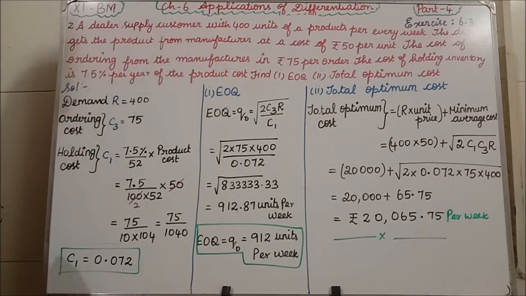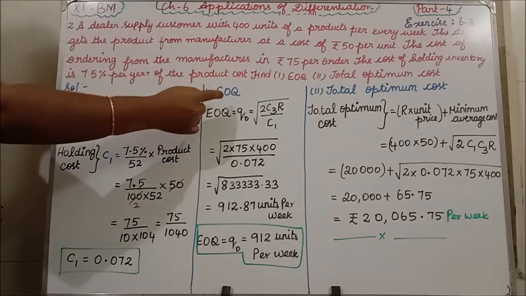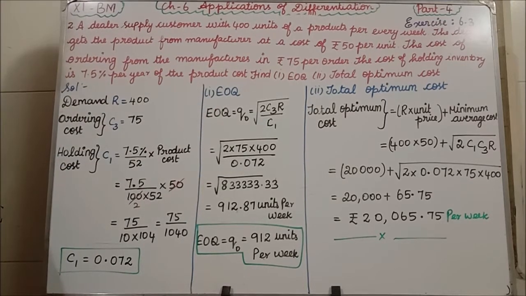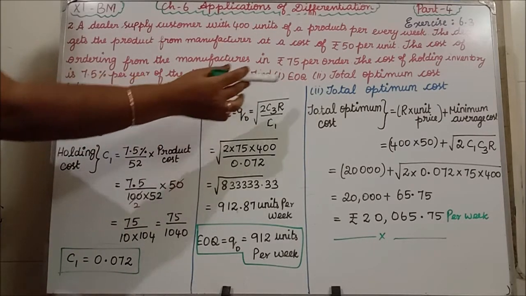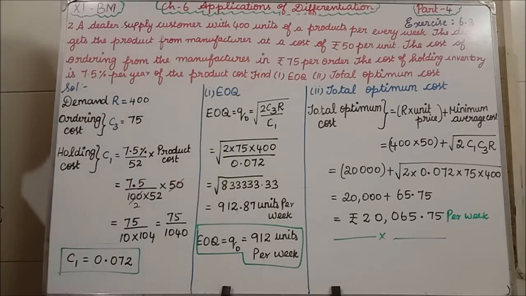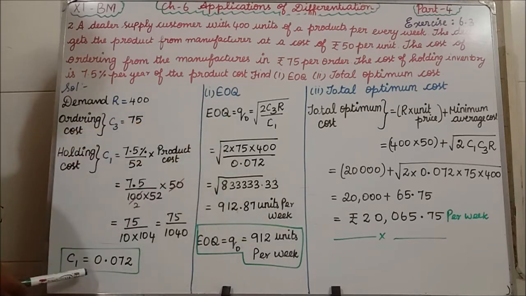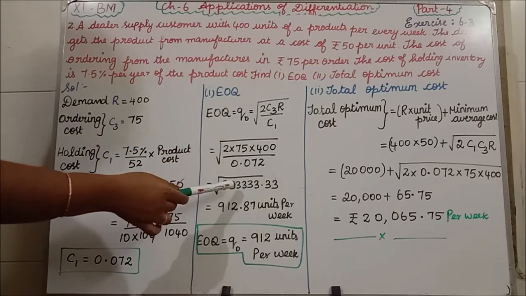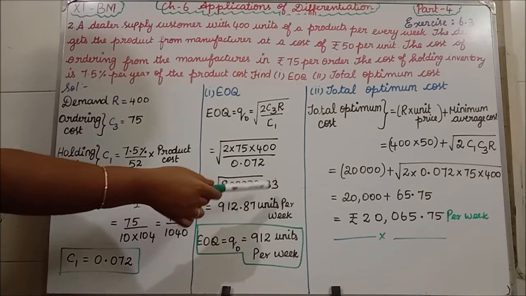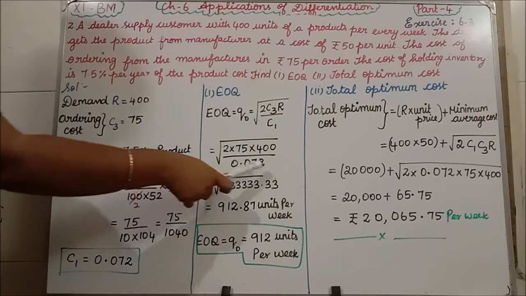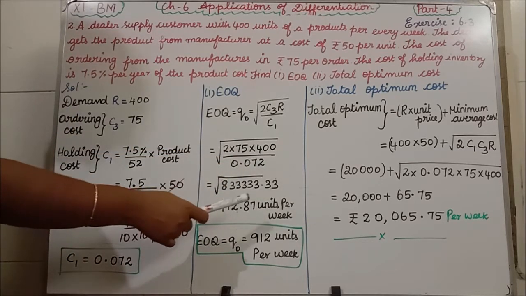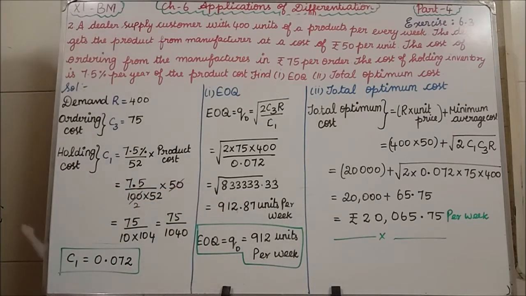Then what is the first subdivision we have to find? We have to find the economic order quantity, EOQ. You know the formula for economic order quantity: Q naught equals square root of 2C3R divided by C1. So 2 into C3 value 75, into R 400, divided by C1 0.072. If we simplify this, we get 833333.33 and so on. If you take the square root of this, we get 912.87 units per week.